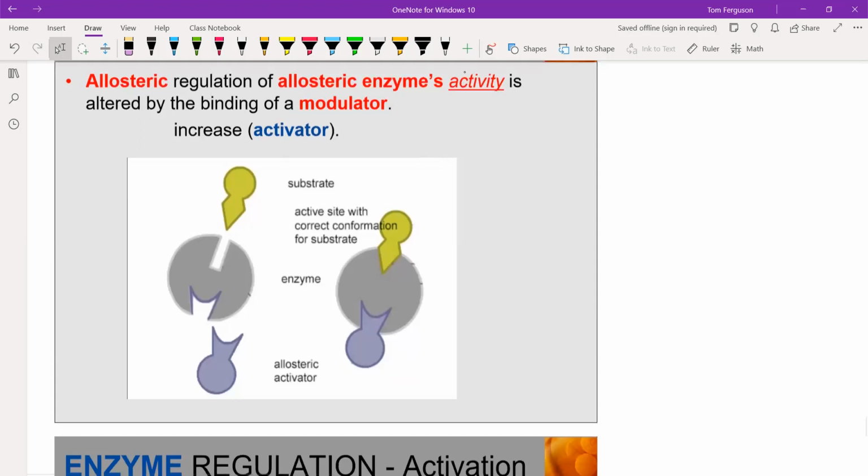Okay. And the opposite is we have an active site here that doesn't, the substrate doesn't fit in there, but when we have an allosteric activator, it actually changes the active site so that the substrate then can fit in there. So this would be an activator.